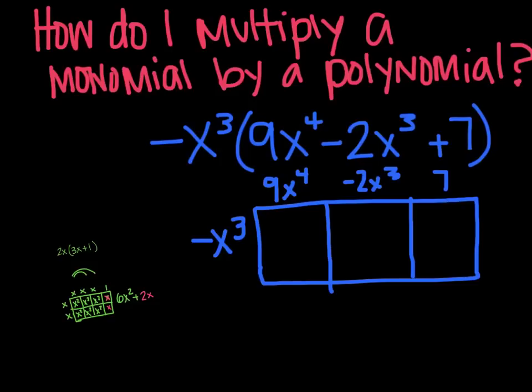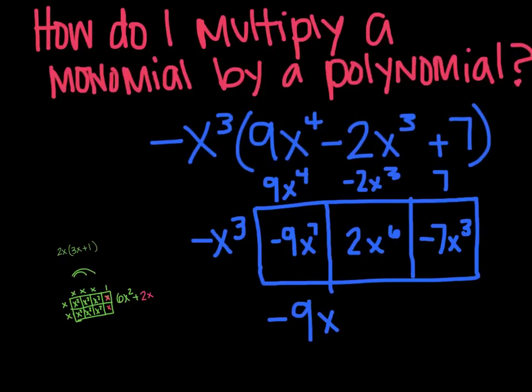So you have your negative x cubed times your 9x to the fourth, and that's where your exponent rules come into play. And so I now have negative 9x to the seventh. Same thing, negative x to the third times negative 2x cubed is going to give me positive 2x to the sixth power, and then negative x cubed times 7 is just going to give me negative 7x cubed. And then just obviously combining like terms if there are any. In this case, there's not. And then writing it in the proper order.